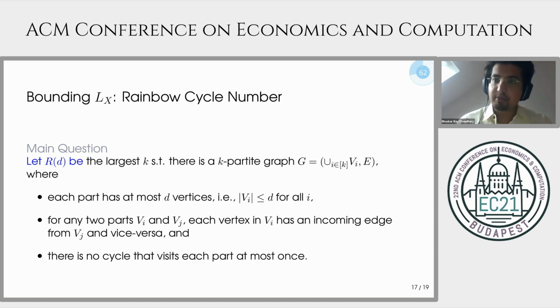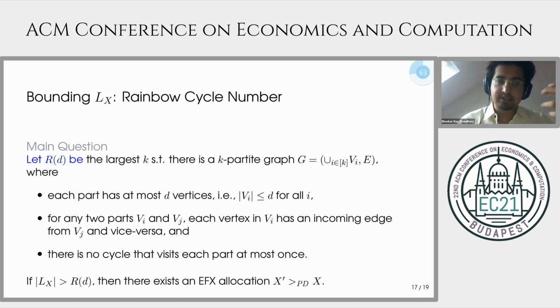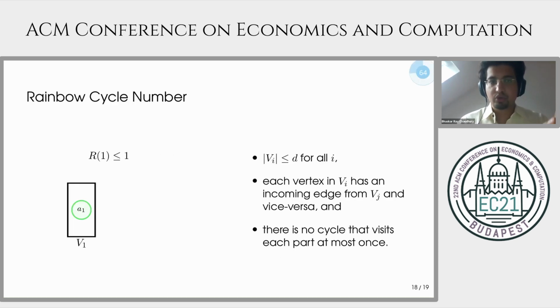We call this number R of D, or the rainbow cycle number, because you can color the edges outgoing from a particular part with one color. The question is that the graph should not admit a rainbow or multicolor cycle. And whenever LX is larger than R of D, then we can find a Pareto dominating EFX allocation. So let me quickly show you that this number R of D does make some sense.